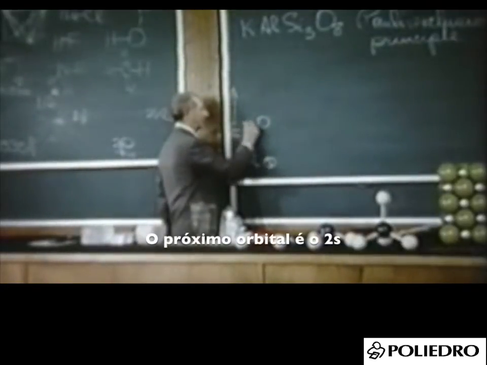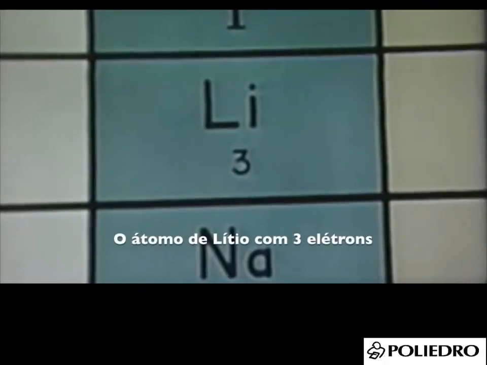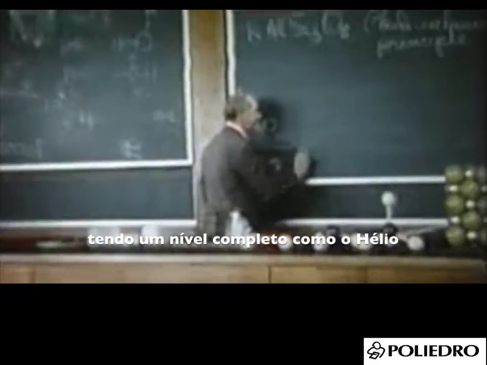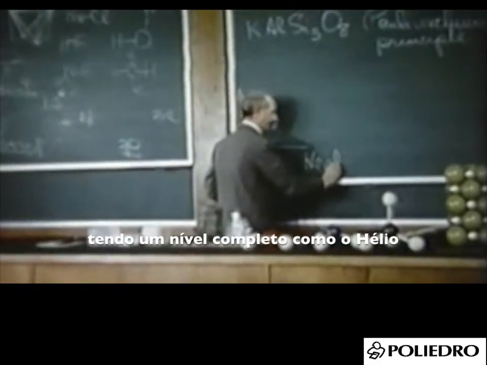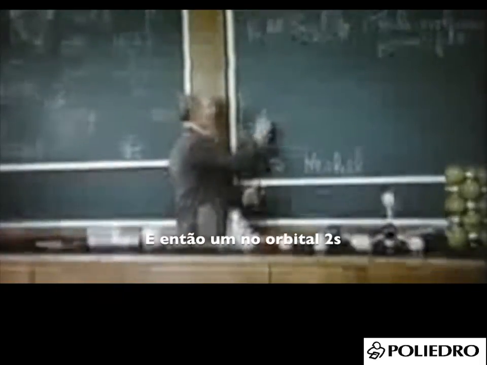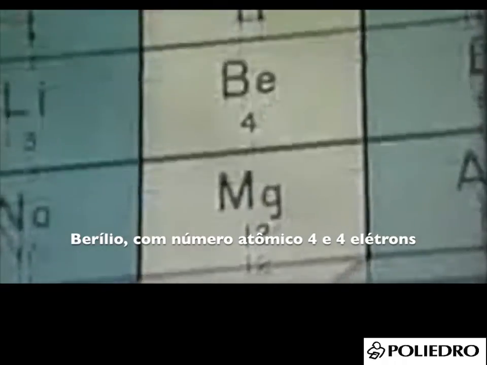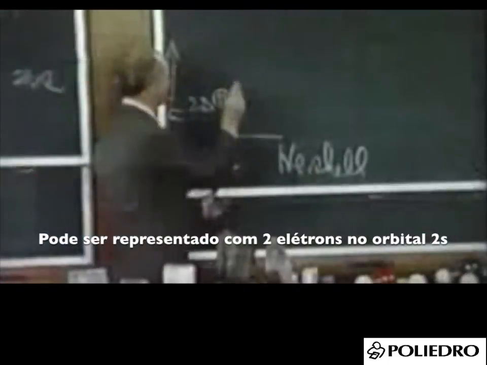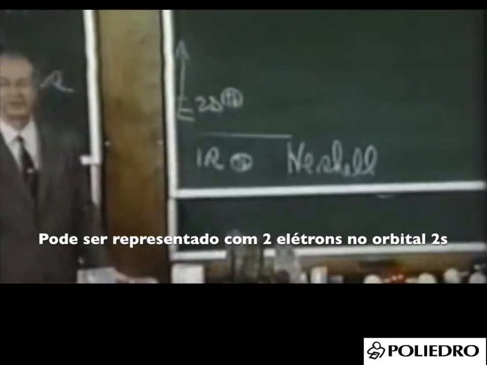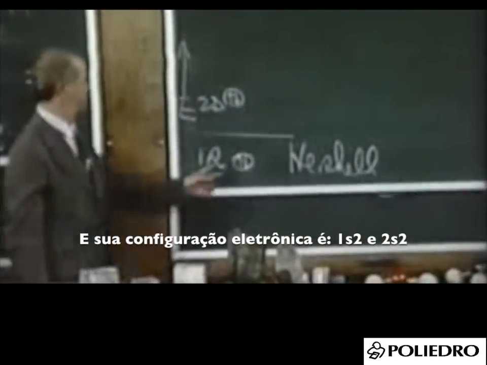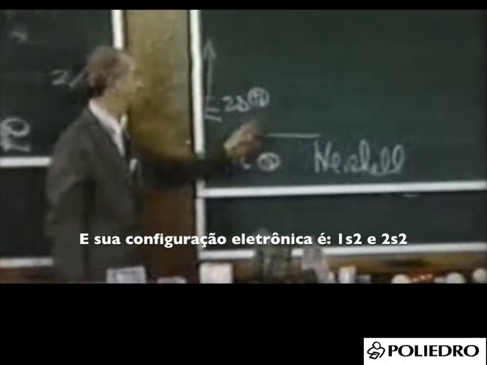The next orbital is 2s. When we come to lithium, the lithium atom with 3 electrons can have 2 in the 1s orbital, giving a completed helium shell, and then 1 in 2s. Beryllium, with atomic number 4 and 4 electrons, can be represented by having 2 electrons in the 2s orbital. Its electron configuration is 1s squared, 2s squared.